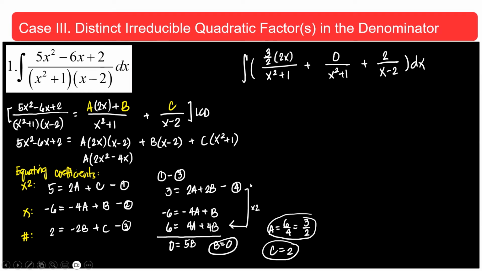Paano rin nakuha yung equation number 4, guys? 1 minus 3 is equal to 4. Ayun no, 5 minus 2 is 3. 2a minus -2b is plus 2b. C minus c cancels out.